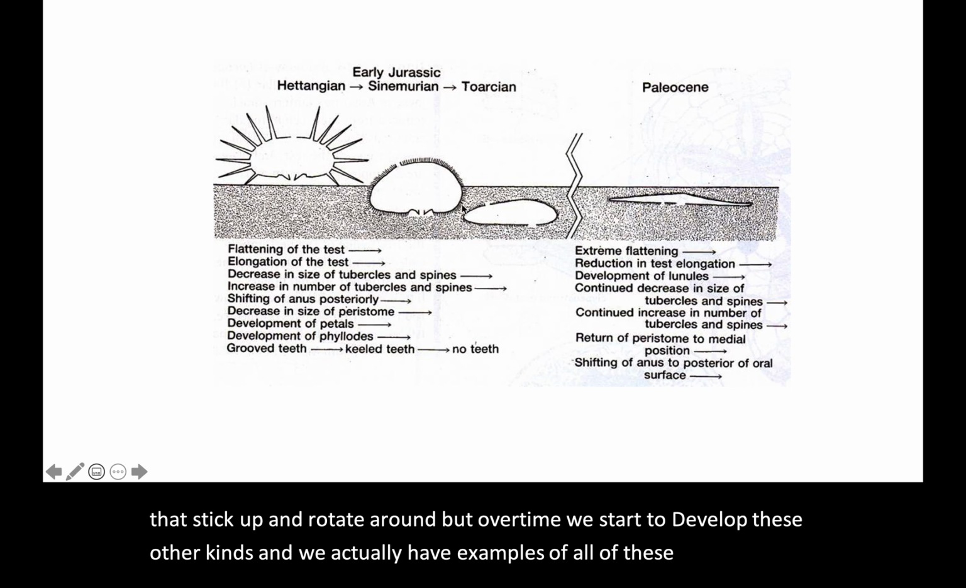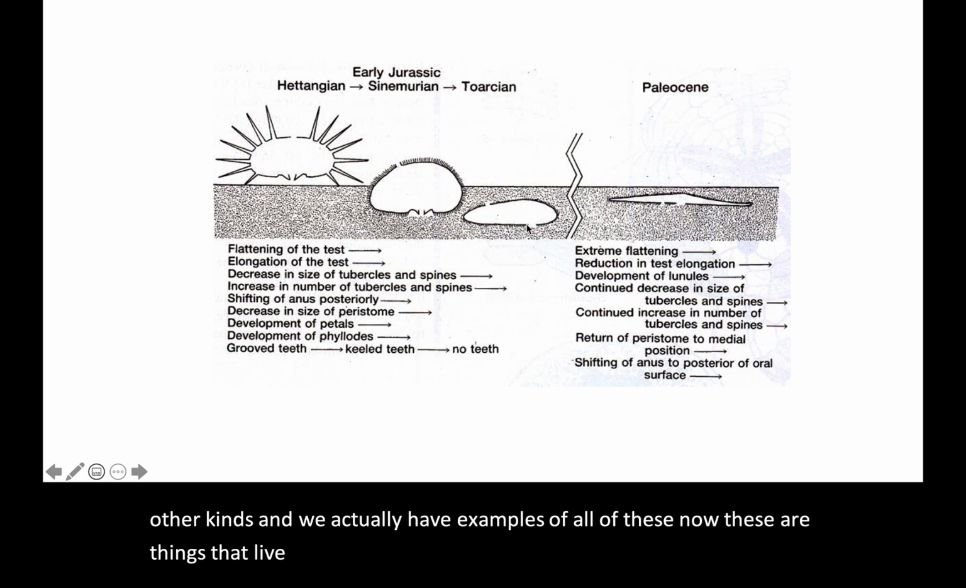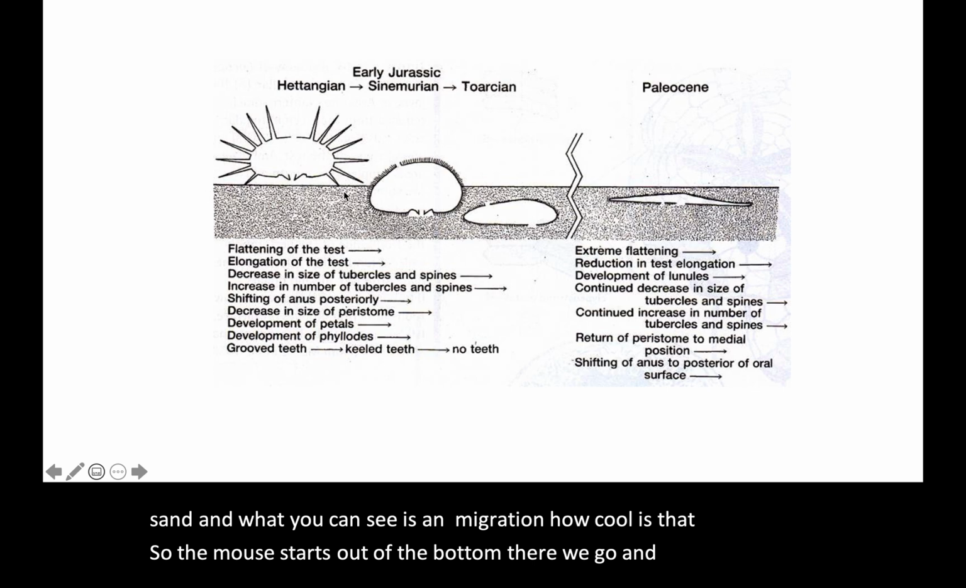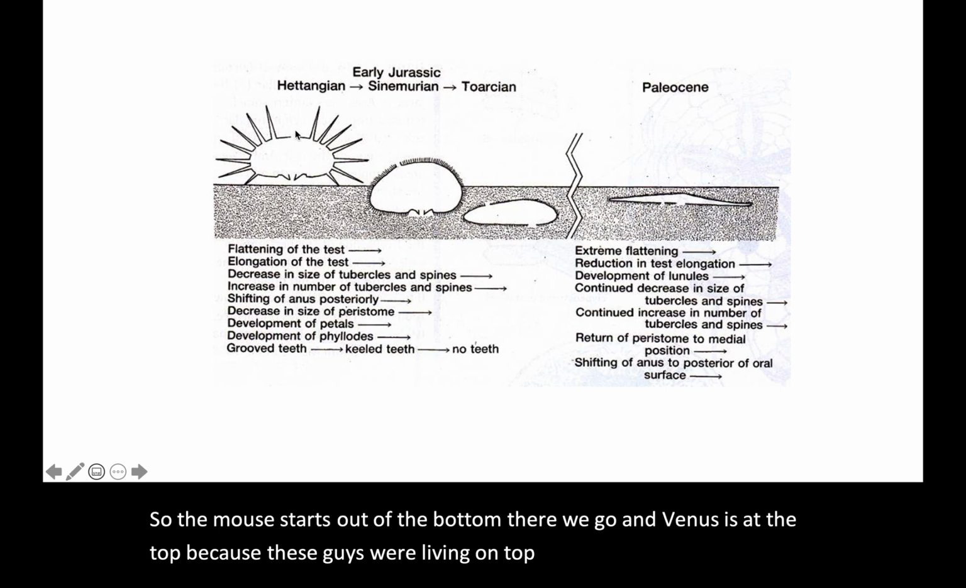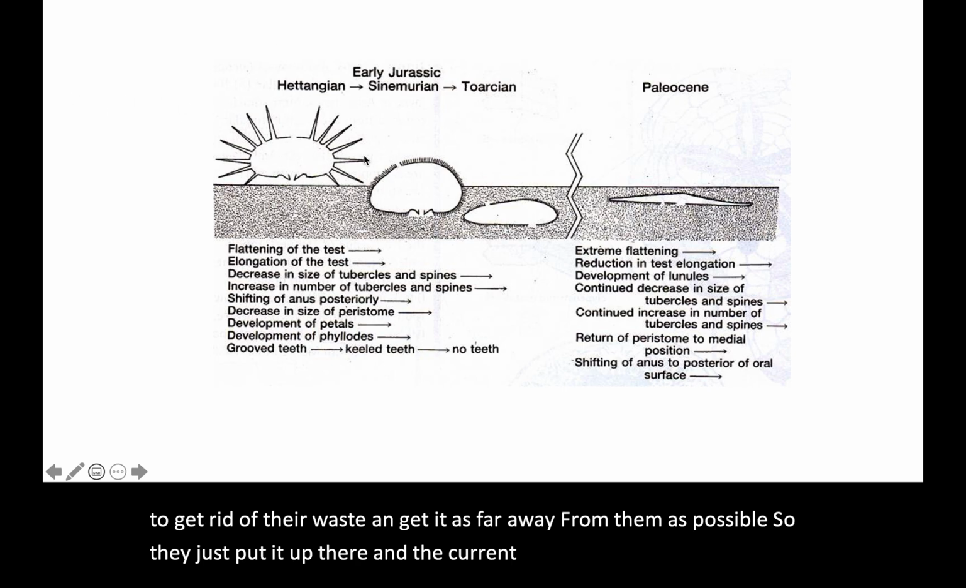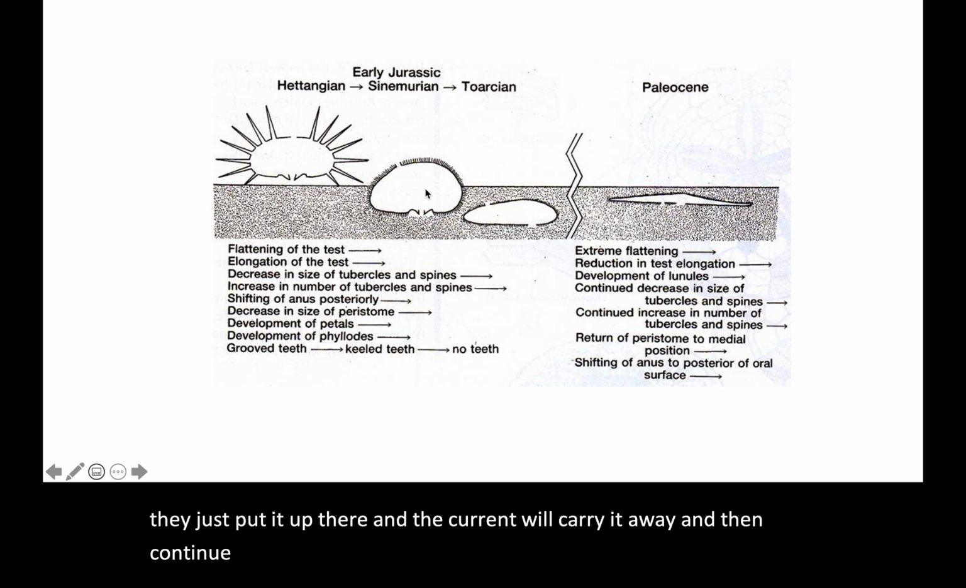These are things that live partially buried in the sand or completely buried in the sand, and what you can see is an anal migration. How cool is that? So the mouth starts out at the bottom, there we go, and the anus is at the top because these guys are living on top of the surface, and they want to get rid of their waste and get it as far away from them as possible. So they just put it up there, and the current will carry it away, and they can continue on eating and pooping at their leisure.